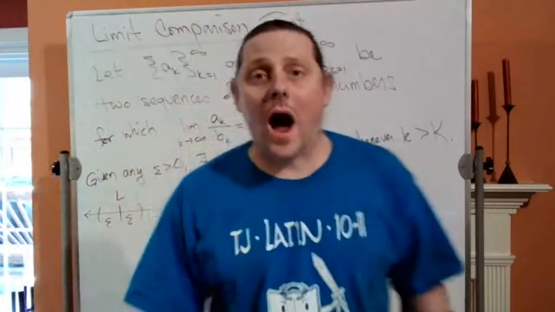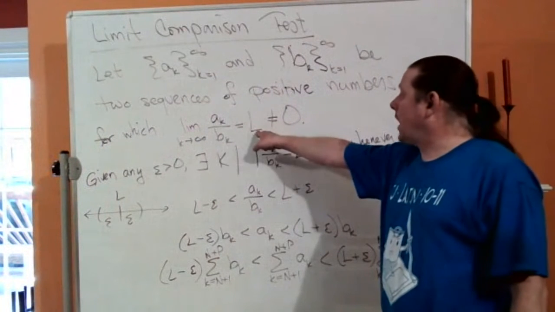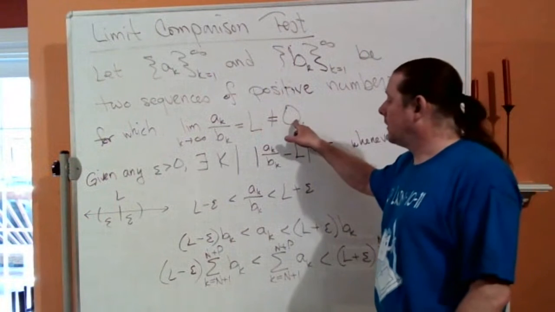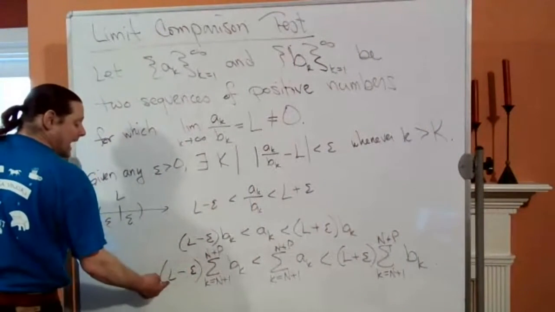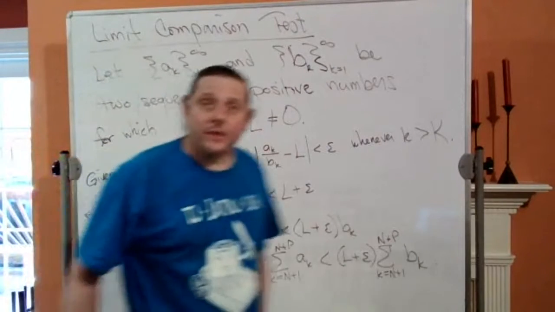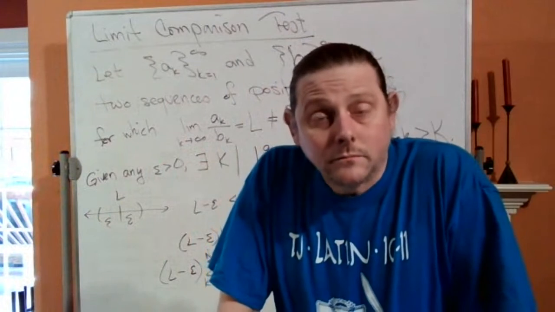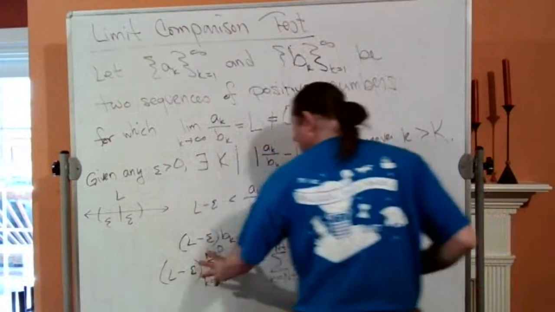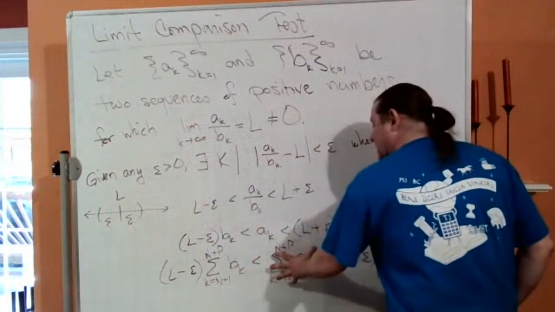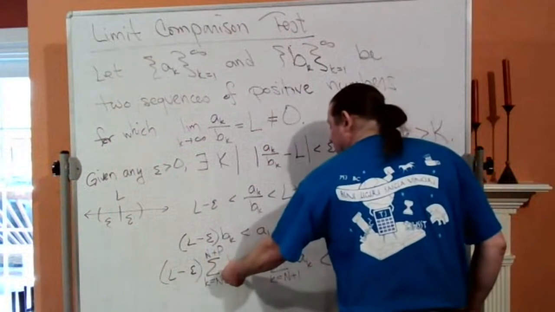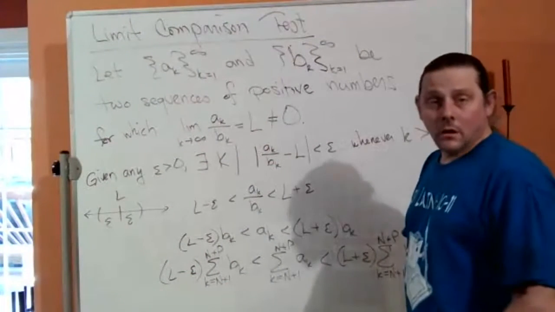So that's why I require the limit L to not be 0. As long as this L is not 0, I could choose this epsilon small enough that L minus epsilon is still positive. And now we're in business, right? Because if I can't make this small, this is still all positive, then that means I can't make that small. So if the B sum diverges, then the A sum must also diverge. All right?